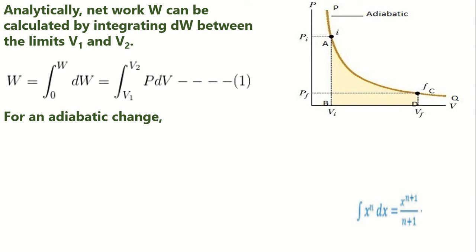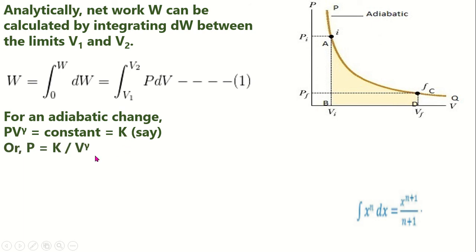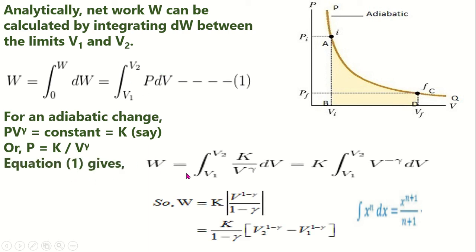So, you can write PV to the power gamma equals constant. Suppose that constant is K. So, PV to the power gamma equals K. From here we can write P equals K by V to the power gamma, and we will put the value of P in the above equation number 1. So, equation 1 gives W equals the integration from V1 to V2 of K by V to the power gamma dV, which is K into the integration from V1 to V2 of V to the power minus gamma dV, since 1 by V to the power gamma can be written as V to the power minus gamma.